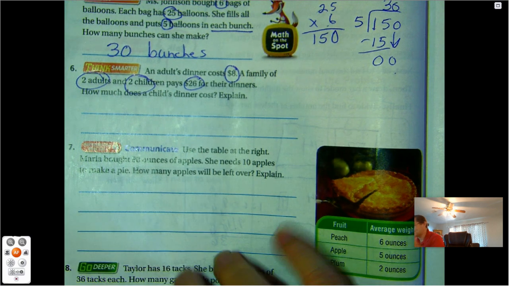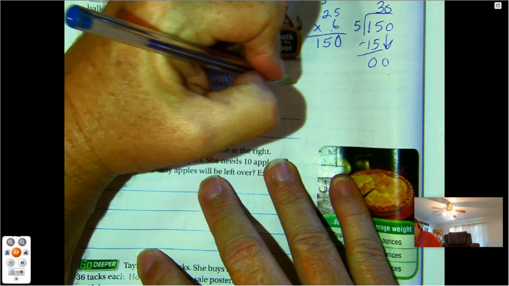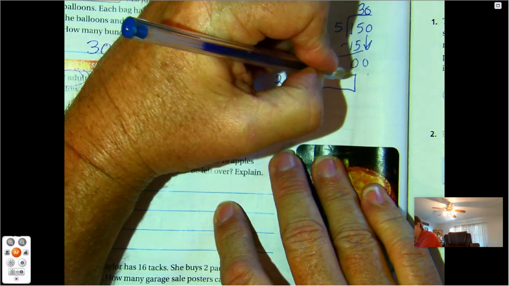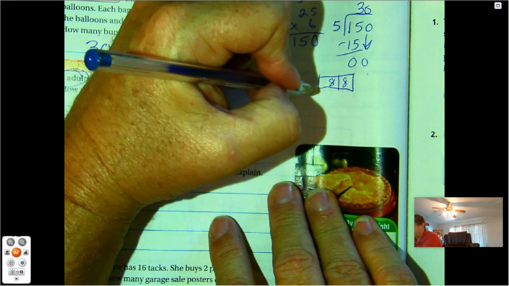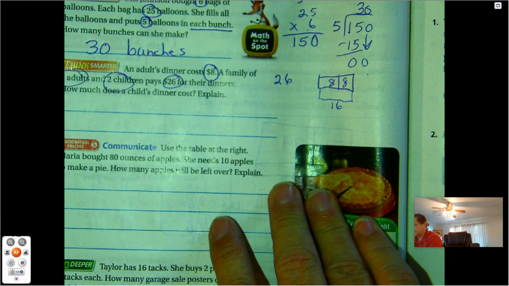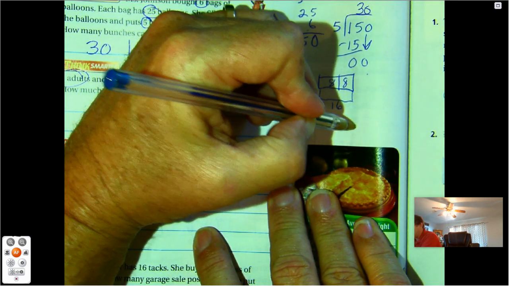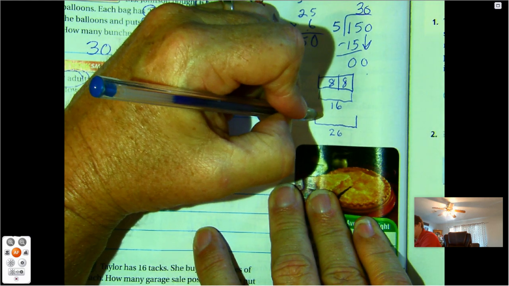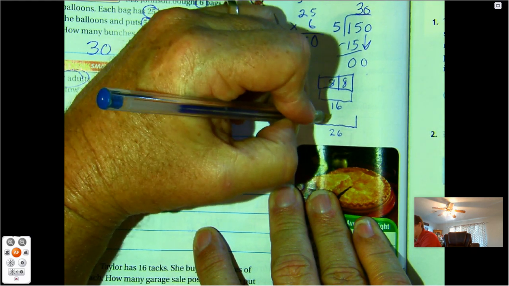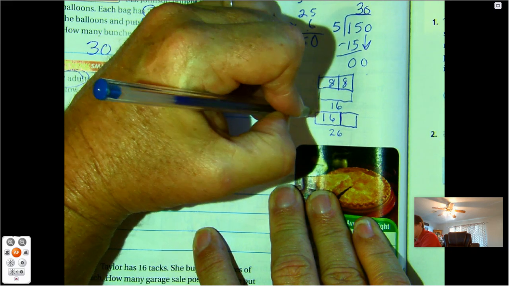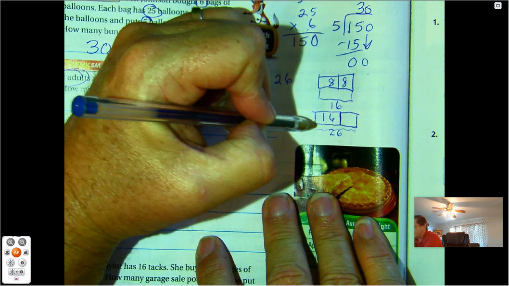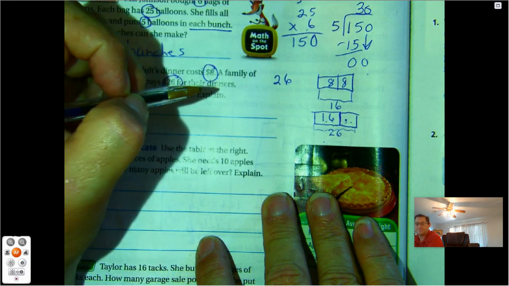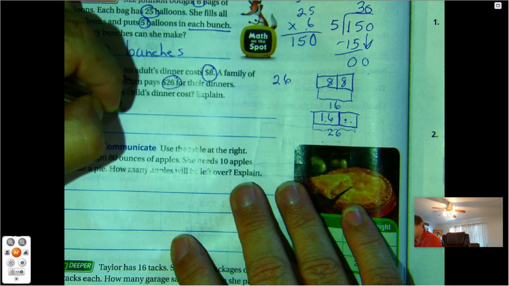we know that they have a total amount of $26 they need to spend. We know that each of the adults' dinner cost $8. So that gives us a total of $16. I then know that together, these two boxes have to be 26. So I need to figure out this small piece here. So 26 take away 16 is 10. All right, so 10.